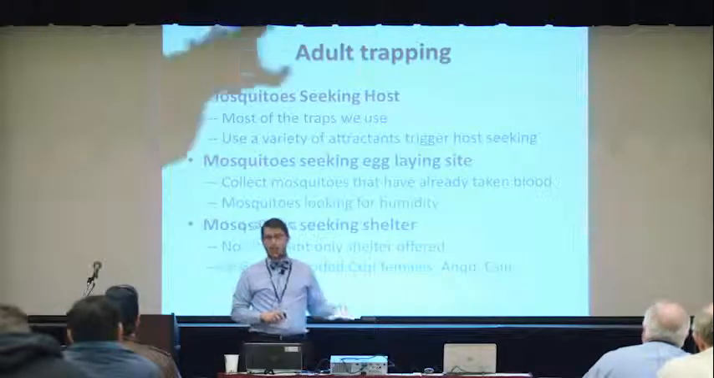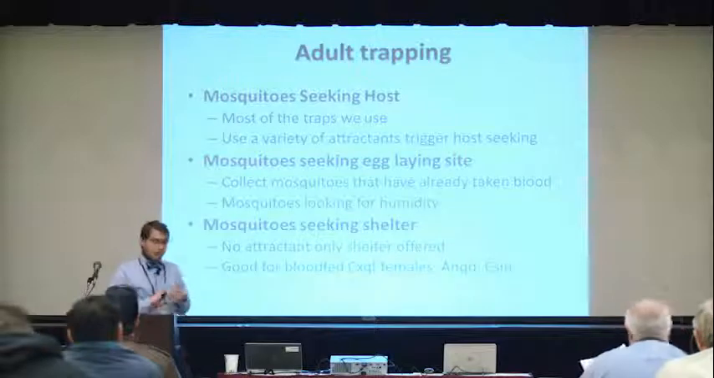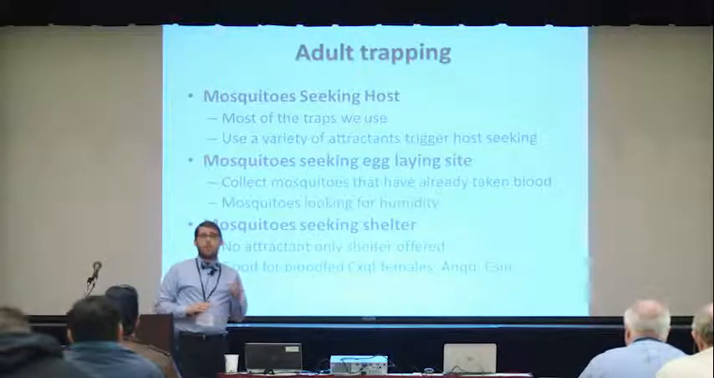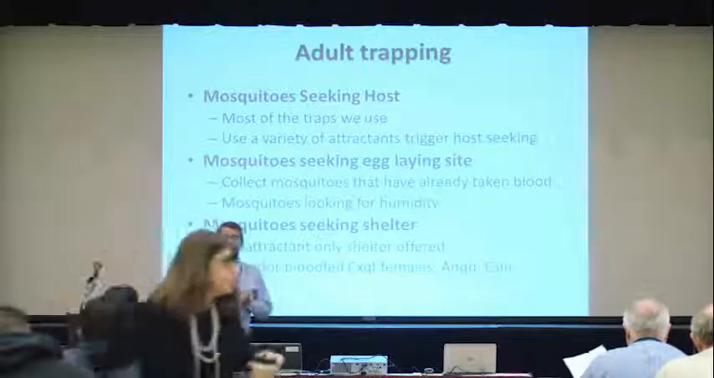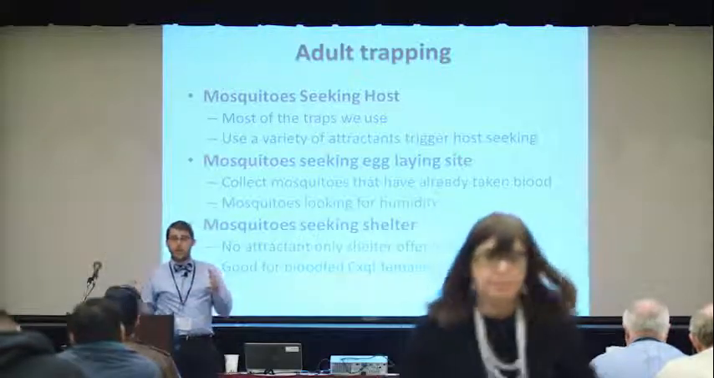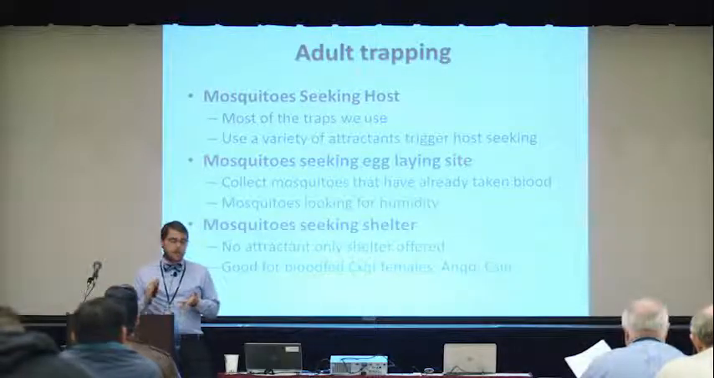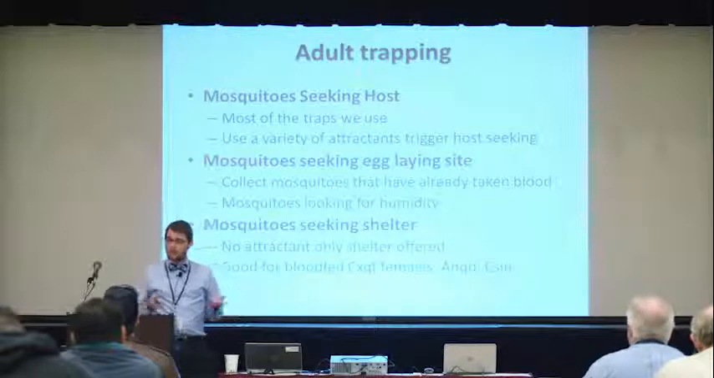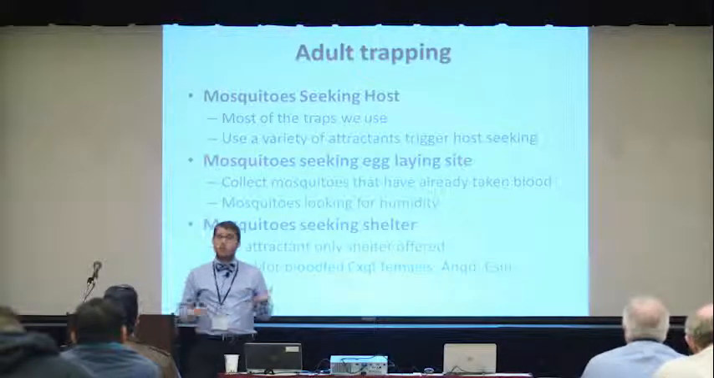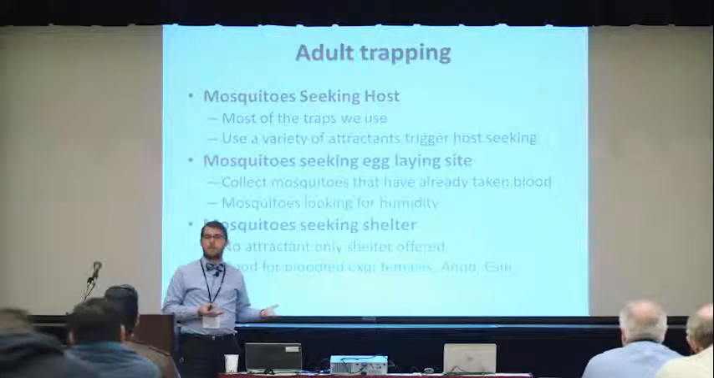So, adult trapping. There are 3 primary ways you're trying to trap these mosquitoes. You're either trying to trap a host-seeking female, one that's actually looking for blood at the time, or you're looking for one that's looking for an egg-laying site, a female that's acquiring eggs, which are going to be your ovitraps, or you're looking for one seeking shelter, which are, for instance, your red boxes and your resting stations.